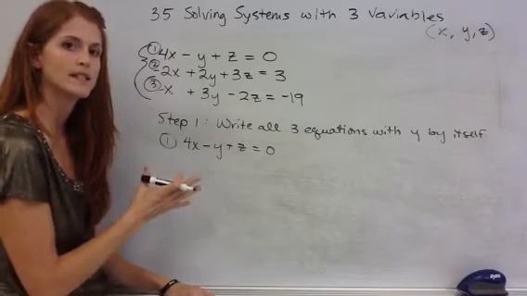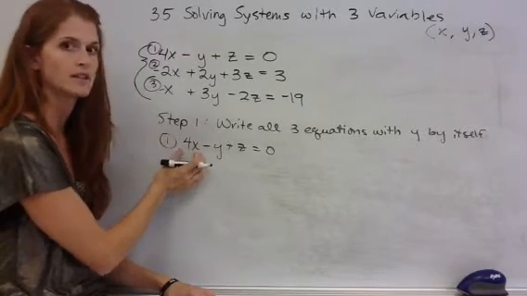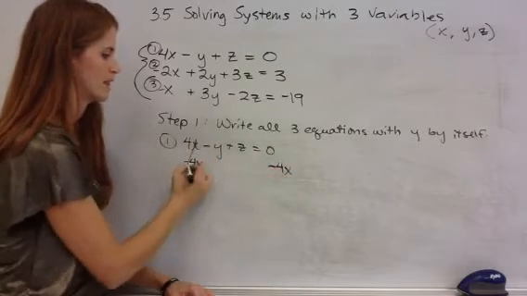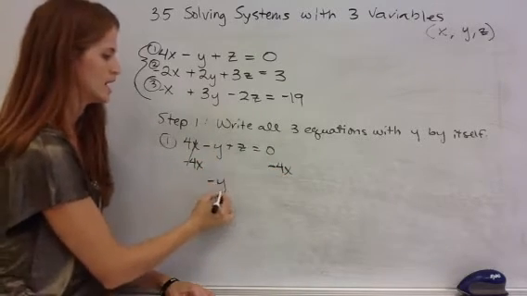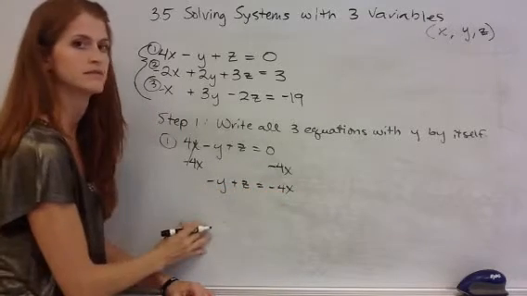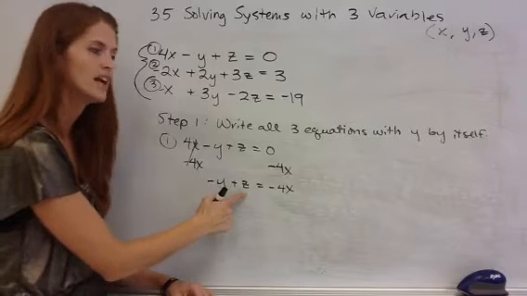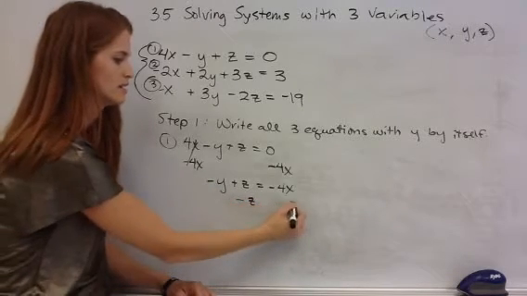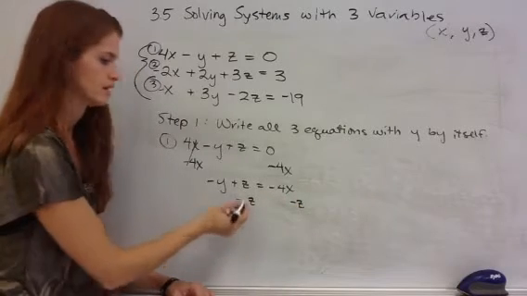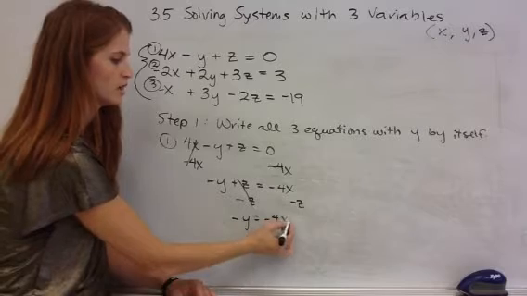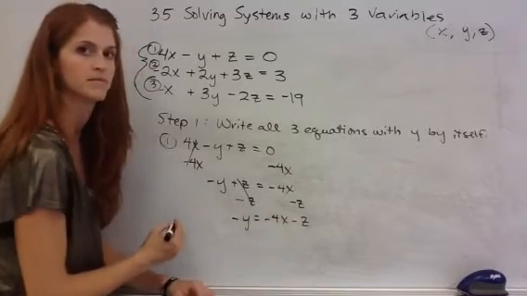We want to get y by itself, so I've got to get rid of the 4x. So I'm going to subtract 4x from both sides. That goes away. I have a negative y plus z equaling a negative 4x. Again, I still have z here, so I want to make it go away. So I'm going to subtract z from both sides. This is gone. A negative y equals a negative 4x minus z.